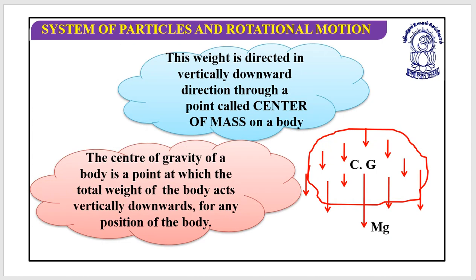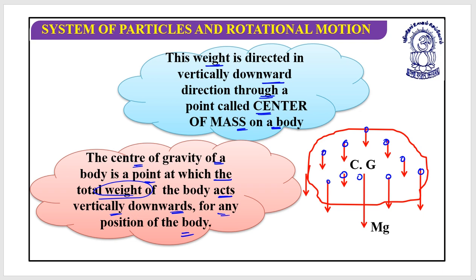The weight is directed vertically downward through a point that we call the center of mass of a body. This is the situation that can be seen like this: different particles are there, and on these particles a force of gravity is acting, and all these forces can be considered parallel to each other, as you can see in the diagram as well. So we can say that the center of gravity of a body is a point at which the total weight of the body acts vertically downward for any position of the body.